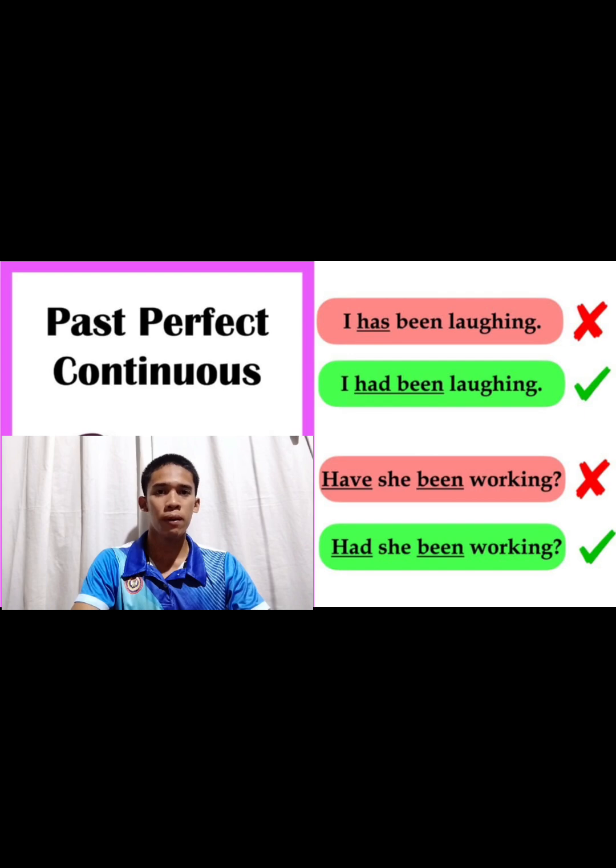The past perfect continuous tense describes an action that started in the past and continued up to another point in the past, using had been plus the present participle of the verb. An example is had been working.